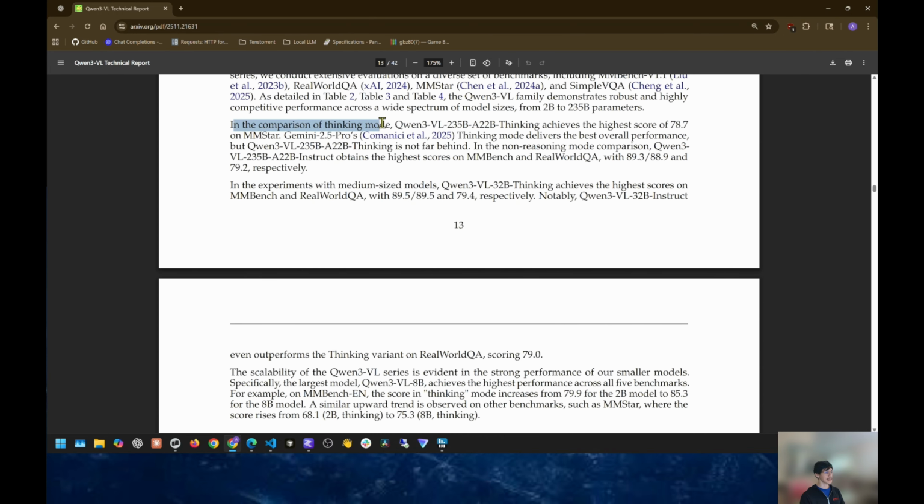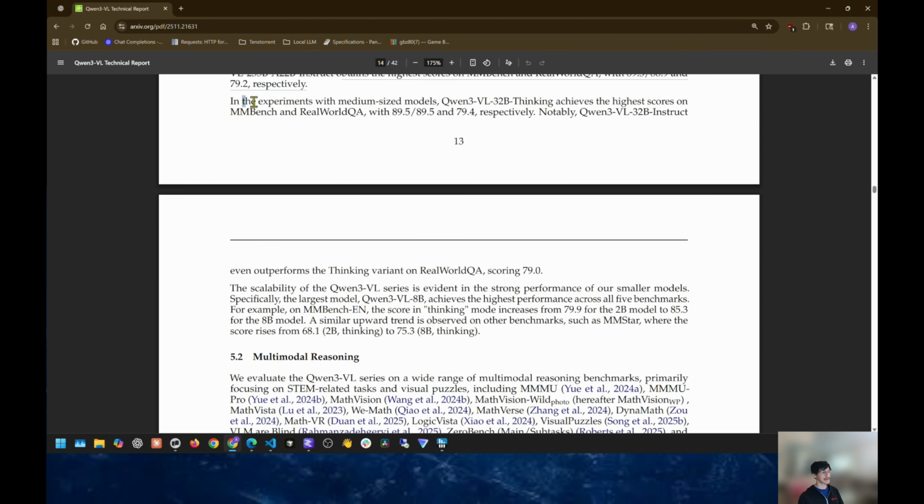In the comparison of thinking mode, Qwen3-VL-235B-A22B-Thinking achieves the highest score of 78.7 on MMStar. Gemini 2.5 Pro's thinking mode delivers the best overall performance, but Qwen3-VL-235B-A22B-Thinking is not far behind. In the non-reasoning mode comparison, Qwen3-VL-235B-A22B-Instruct obtains the highest scores on MMBench and RealWorldQA with 89.3, 88.9, and 79.2 respectively.